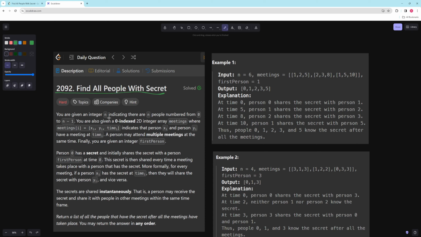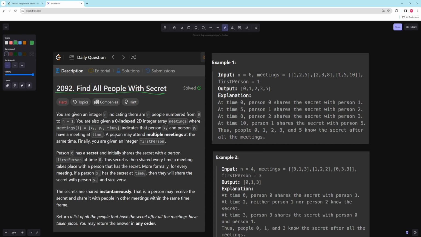In this problem, you're given an integer n, denoting that there are n people numbered from 0 to n minus 1. And you're also given a 0 indexed integer array meetings, where meetings states that there's a meeting from x and y, so 2 people, at time t. And a person may attend multiple meetings at the same time. Finally, you're given an integer first person.